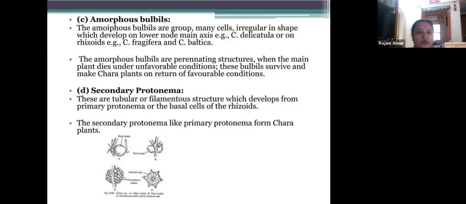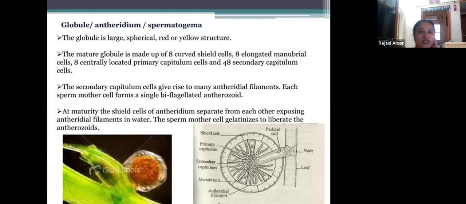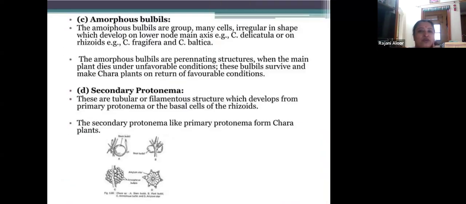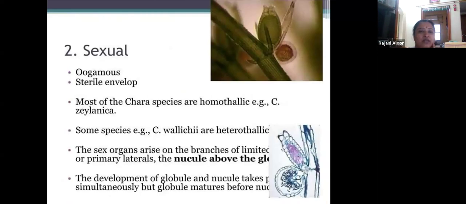And the secondary protonema. The secondary protonema is also a tubular, filamentous structure developed from the primary protonema. From the basal cells, where the basal cell of the rhizoid is, this rhizoid produces the secondary protonema, like the primary protonema from the plant. This is also important from the examination point of view. Coming to the next one, sexual reproduction.